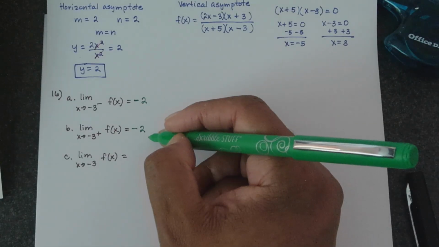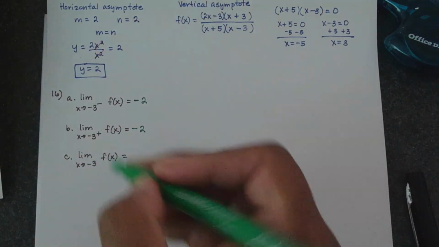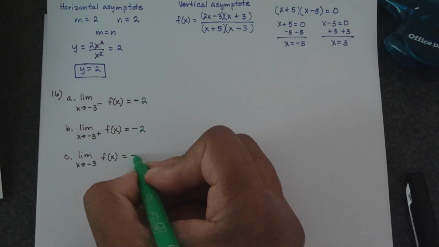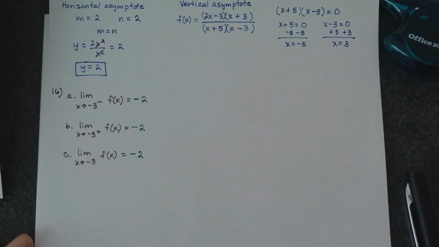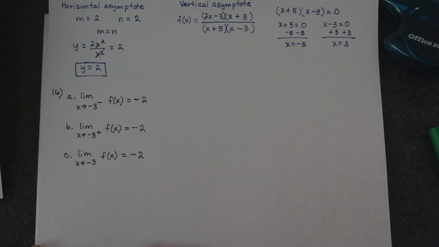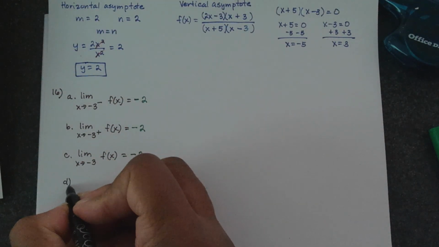Okay. So here the limit as x approaches negative 3 of that function f of x is also negative 2. Okay, so that's part C.